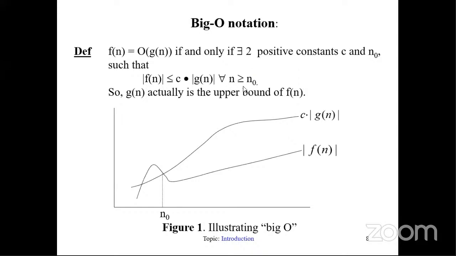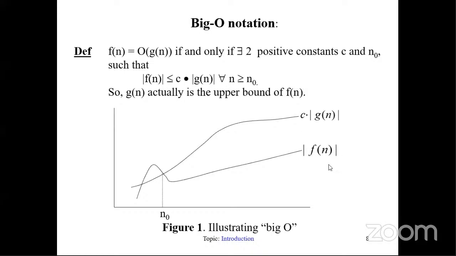So when you look at this graph, this is n naught. If this is cg of n, and this is f of n, then cg of n is the upper bound of this function. So no matter how f of n grows, it will not grow higher than cg of n. That should make some sense. Very interesting calculation and quite simple to understand.